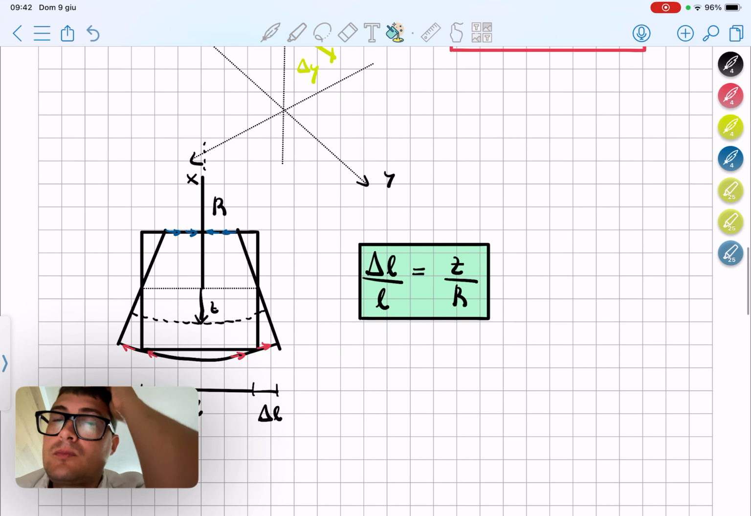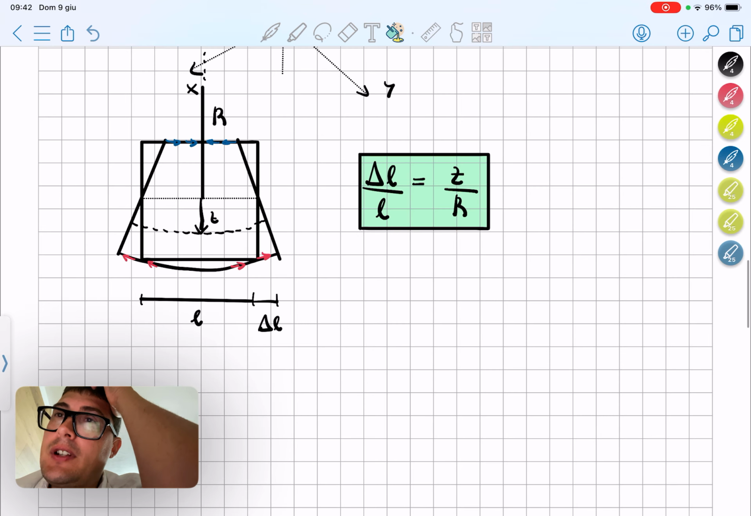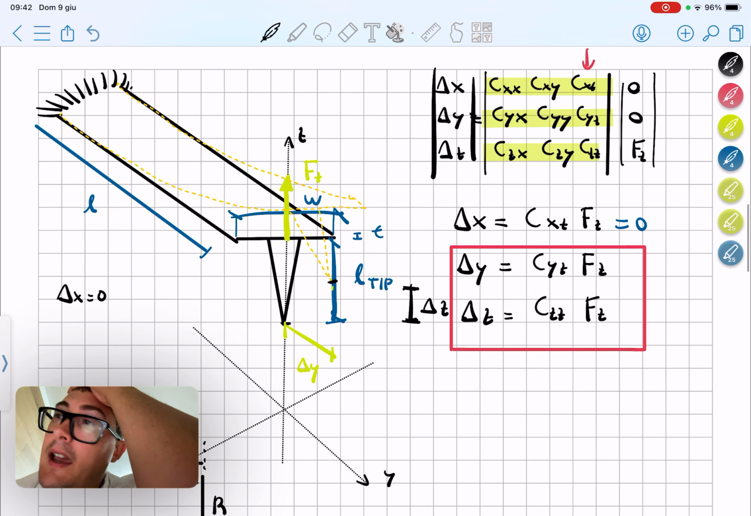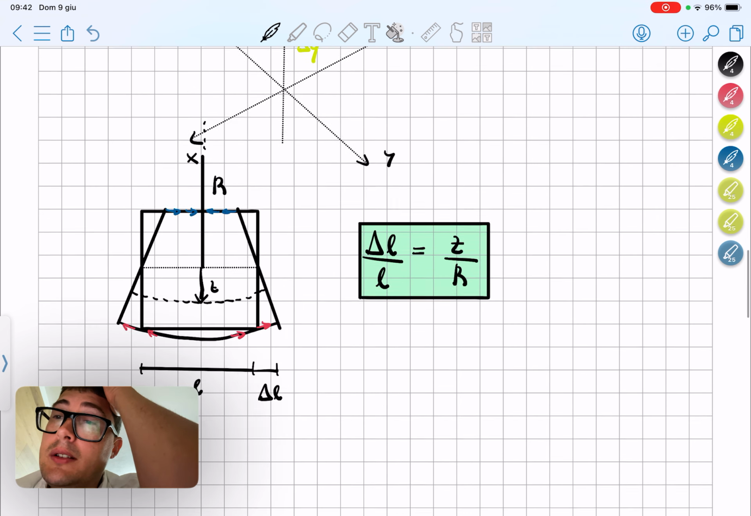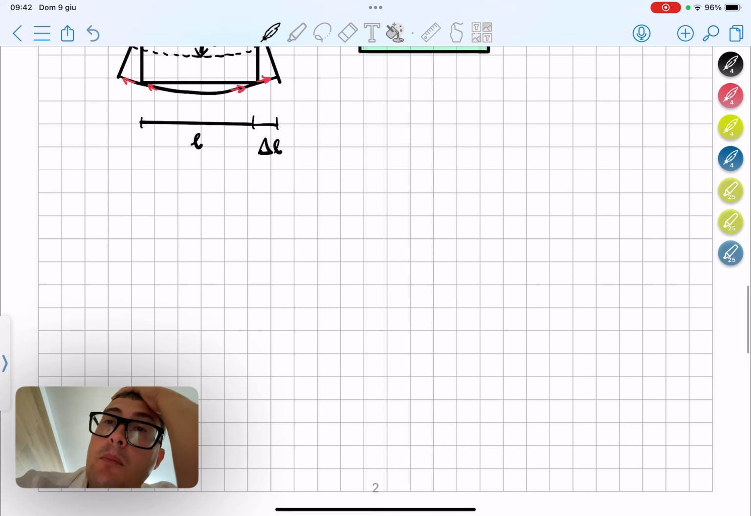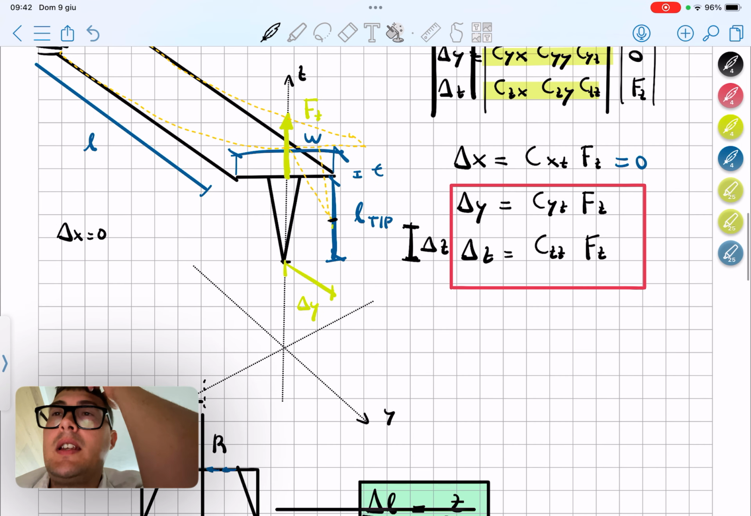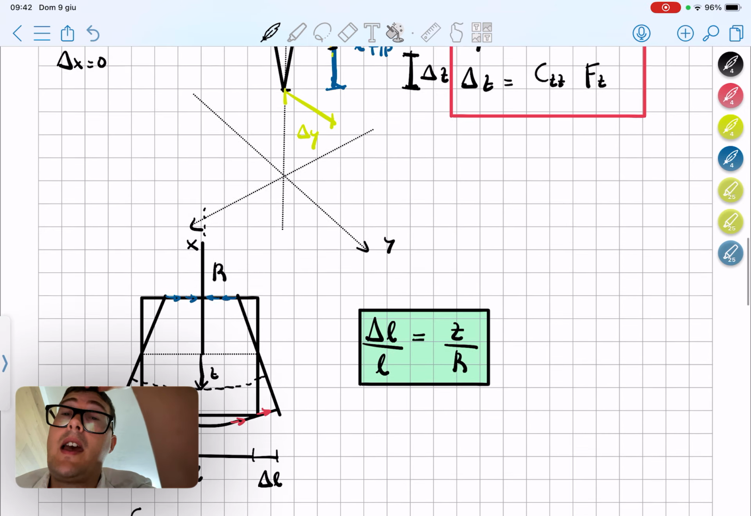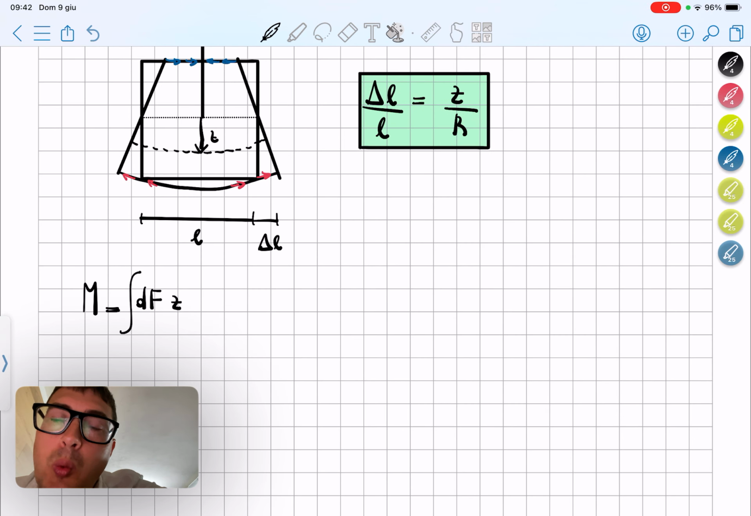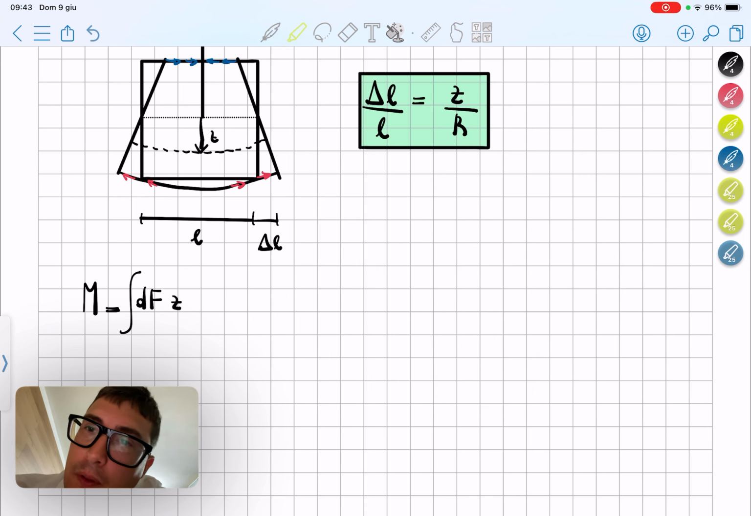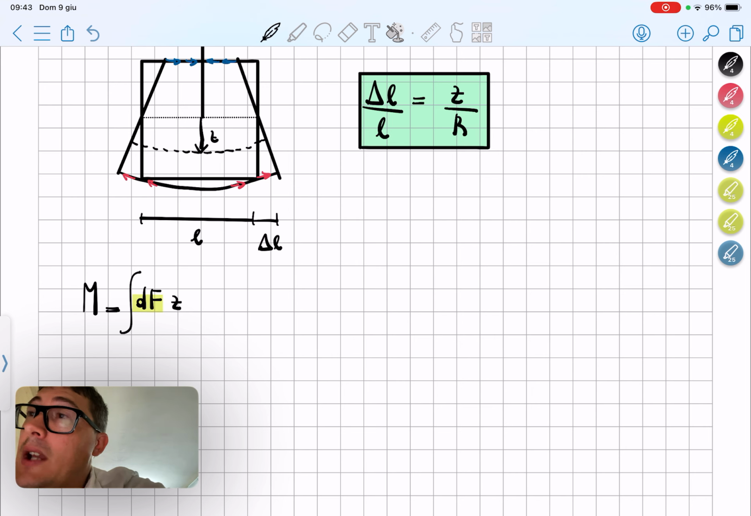So what else do we need to consider? We need to consider that because of these forces, F of Z, there is also a bending moment, and the bending moment can be thought of as the integral of the elementary force dF times Z. This is the bending that we have. What we need from here is to define this dF, this element of the forces, and to do so, again, we need Hooke's law in a more general way.